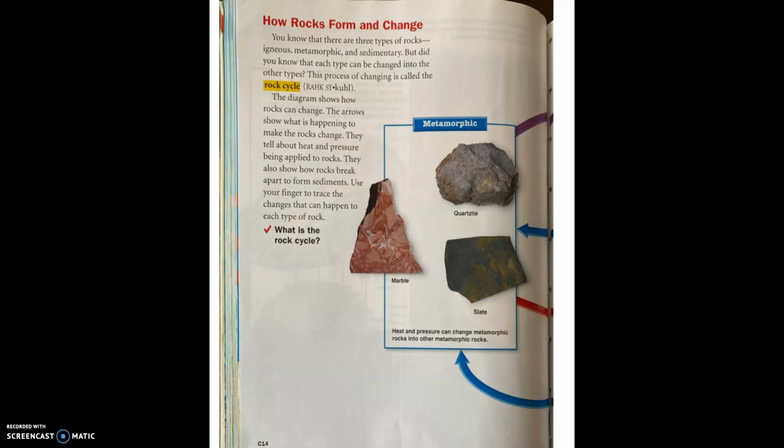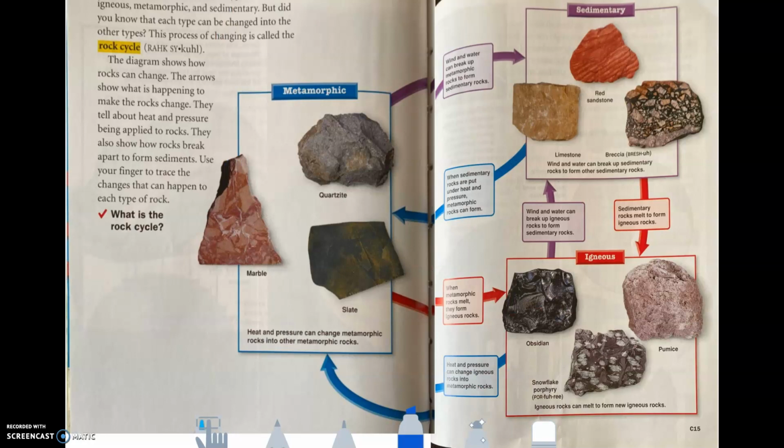The arrows show what is happening to make the rocks change. They tell about the heat and pressure being applied to rocks. They also show how rocks break apart to form sediments. Use your finger to trace the changes that can happen to each type of rock. So we're going to flip to the next page where you can see the whole of the diagram and the rock cycle. So this diagram is obviously not perfect because I don't have the book right in front of me, but here you can see the whole diagram.